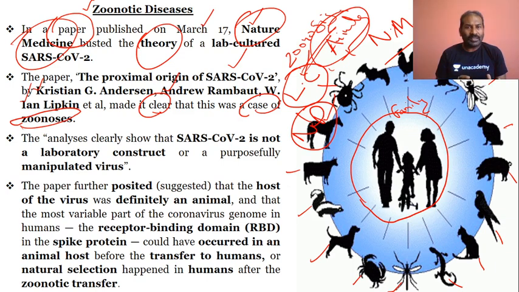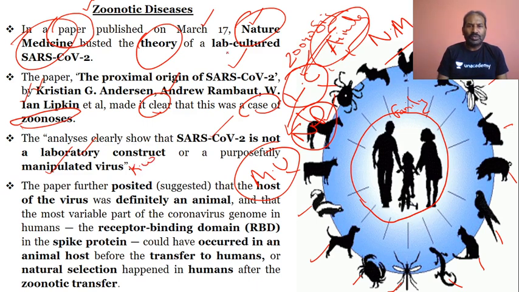As per The Hindu newspaper, we are considering the paper published on March 17, called Nature Medicine, with the three authors Kristian G. Andersen, Andrew Rambaut and W. Ian Lipkin. After their research they made it very clear that SARS-CoV-2 is not a lab culture, but a case of zoonosis. The analysis clearly shows that SARS-CoV-2 is not a laboratory construct or a purposely manipulated virus. Please do understand these keywords: manipulated virus and lab cultured. Understand the importance of these two keywords.